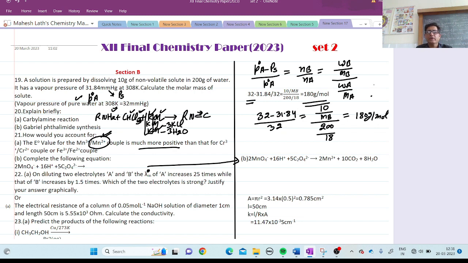Which of the two electrolytes is strong? Justify your answer graphically. Its graph is like that: x-axis, y-axis. For strong electrolytes, graph is like this. For weak electrolytes, graph is like that. In case of weak electrolytes being diluted, two factors come into play. One is dissociation and second is mobility of ions.